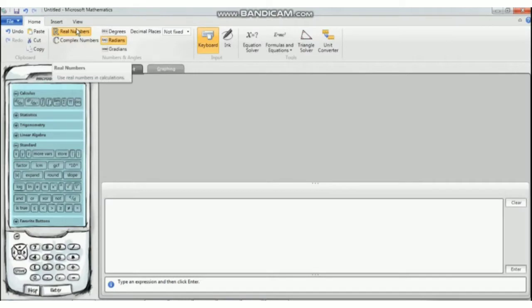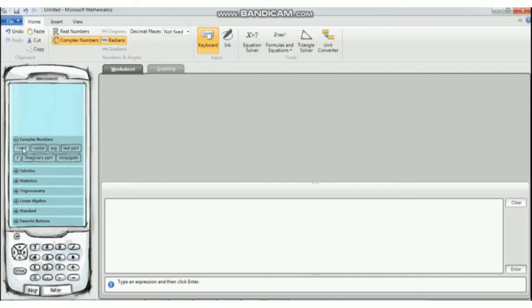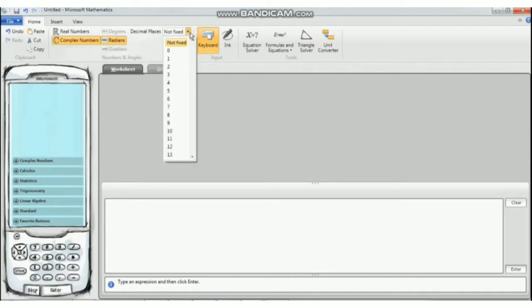First, we will explain about application description. Microsoft Mathematics is software built by Microsoft to help students solve mathematics problems. The layout is like this. There are home, insert, and view. In the home, you can find number and angles. We can choose real number or complex number. In the decimal places, we can choose from 0 to 13.